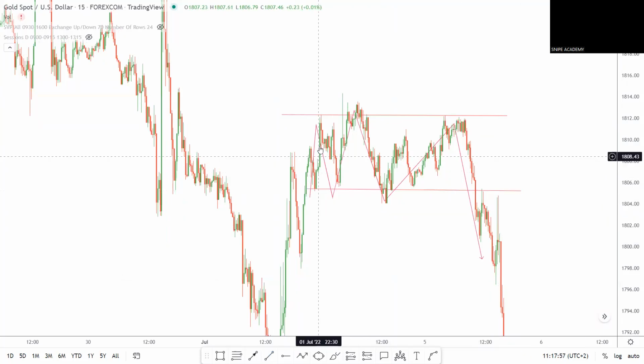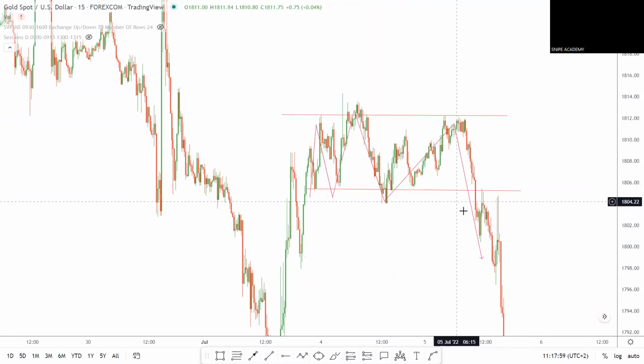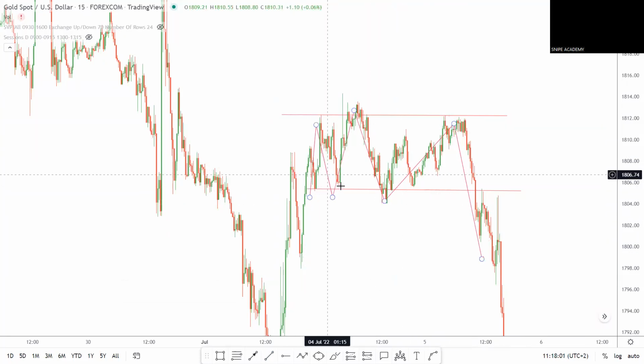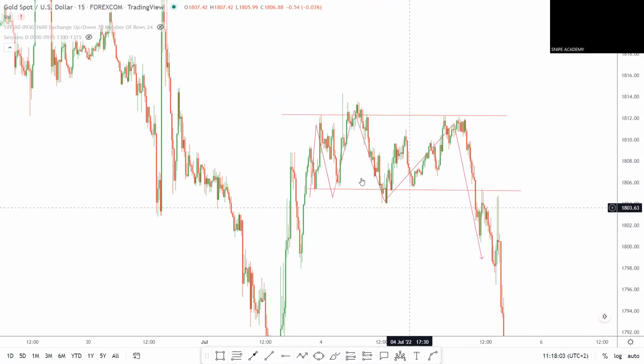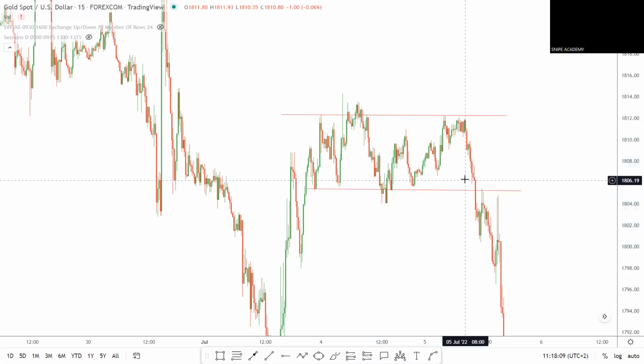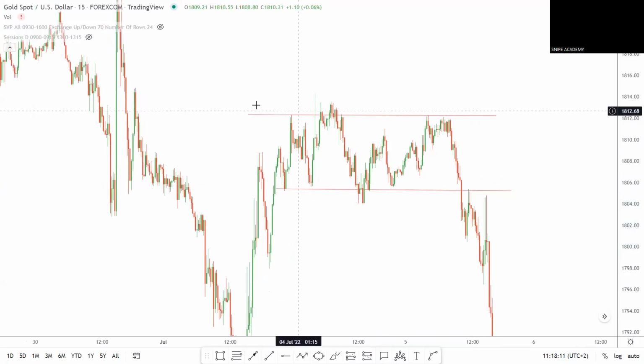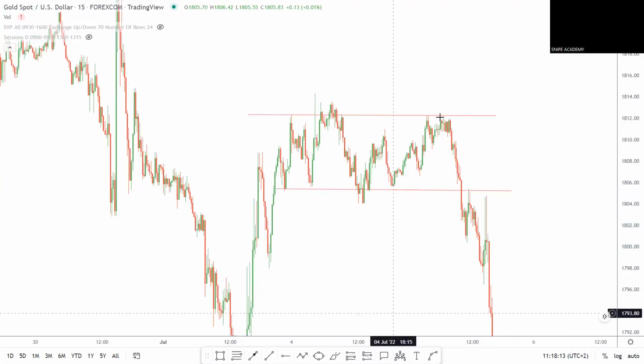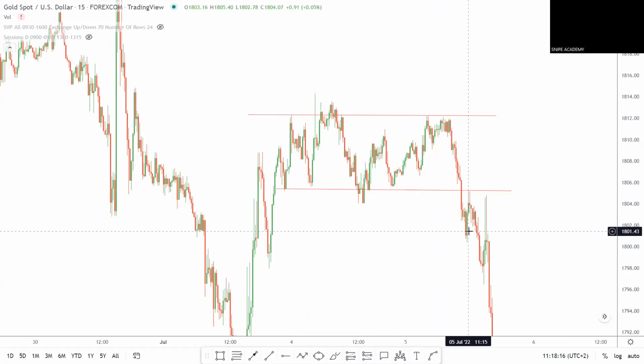Okay, you see price is just failing to break the support over here, forming this support until price breaks it. Then what happens when price breaks the support? Most of the time, as soon as price breaks below, this support will become resistance.